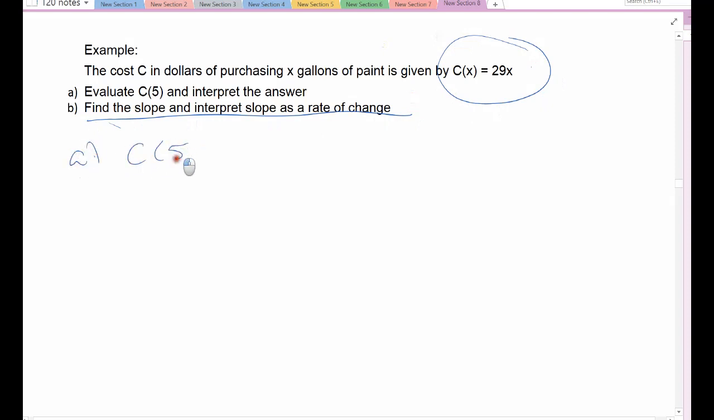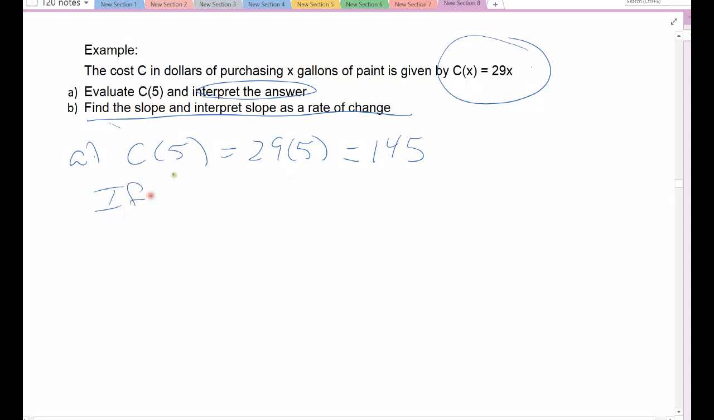Alright, so A is just asking you to find C of 5 and then interpret. So that means I'm going to take 29 times 5, which comes out to be 145. Right, now, it did ask you to interpret. Explain applications. The explanation of what your number represents something, right? Number has meaning in applications. And so that meaning's significant. So when you write your answer, don't write 145. Tell me what the 145 means. Right? This one, in case, it also needs to tell me what the 5 represents.